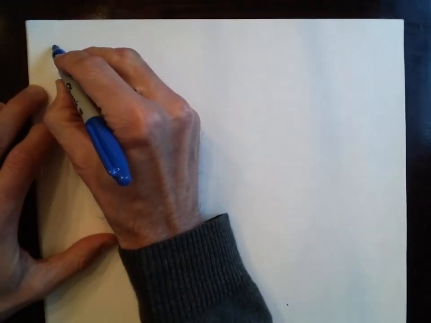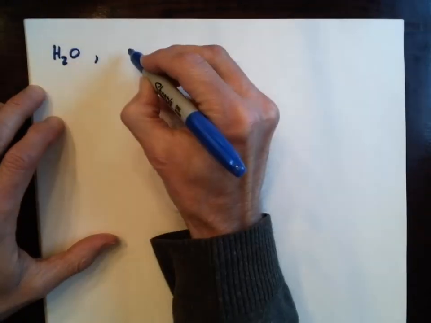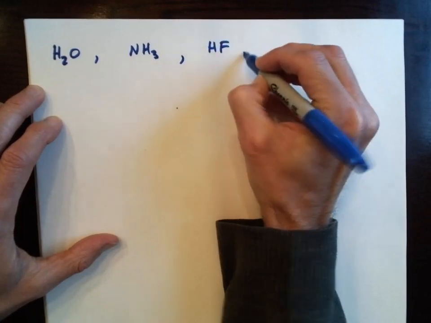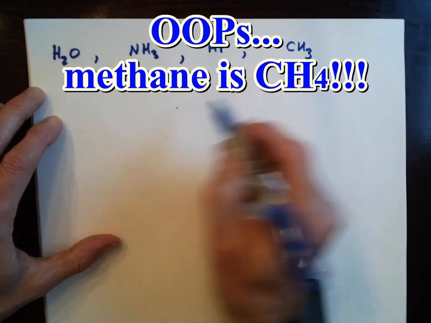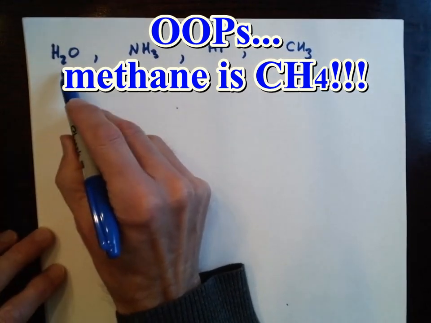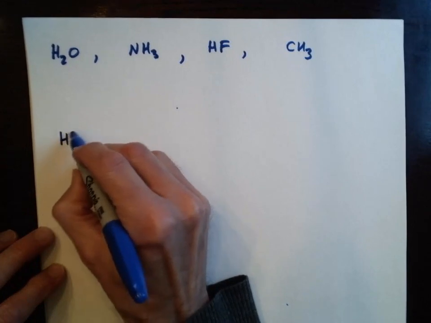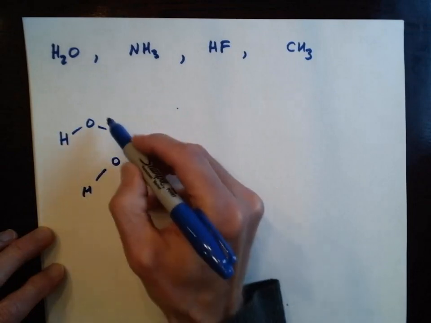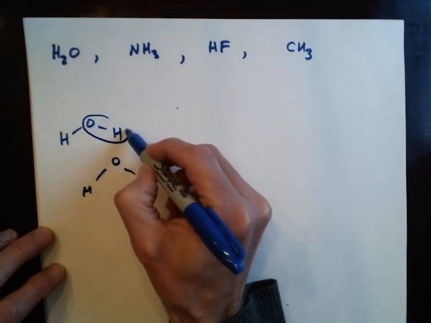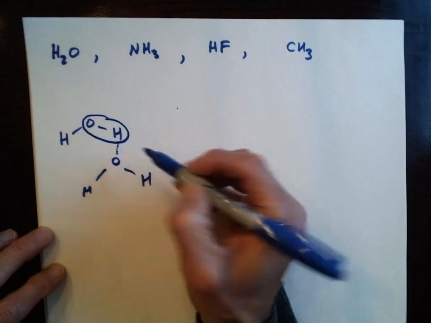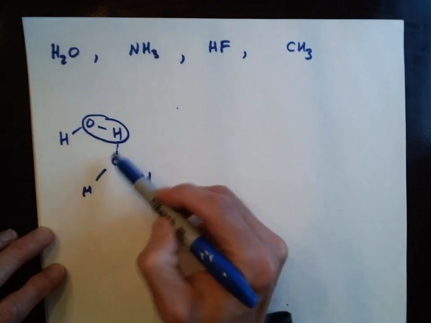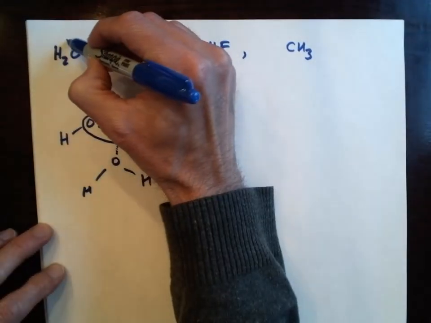We're going to take a couple molecules here. Water, ammonia, HF, and methane. And we've already seen how water can hydrogen bond to itself. So here's a water molecule. Here we have an OH hydrogen bond donor and oxygen on the second water molecule as a hydrogen bond acceptor. So we see how water molecules can hydrogen bond to themselves.